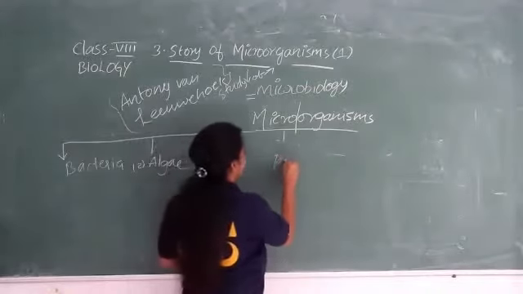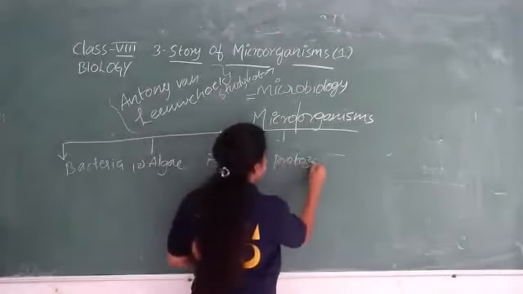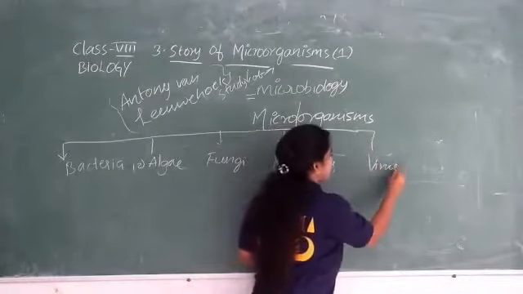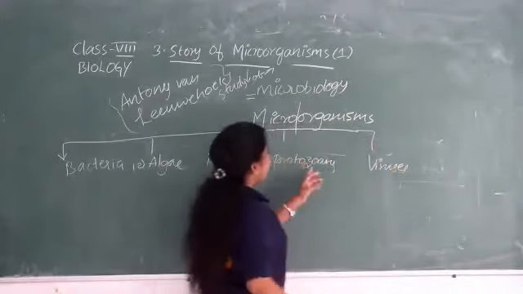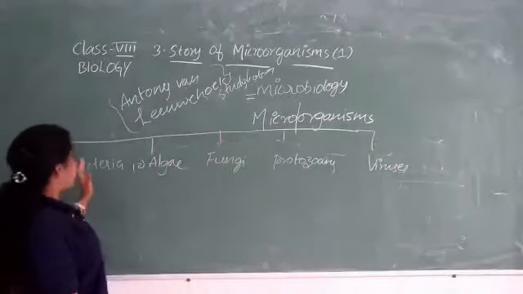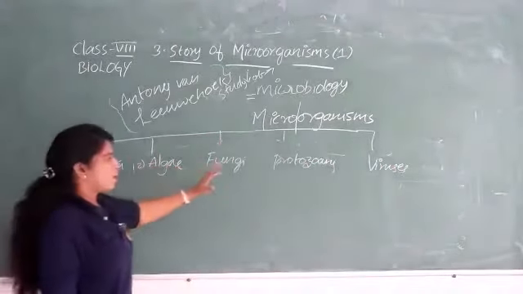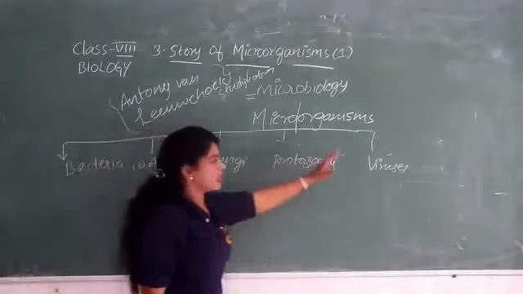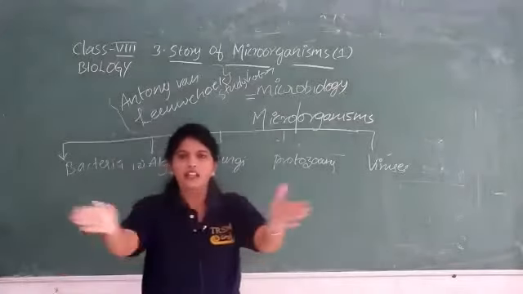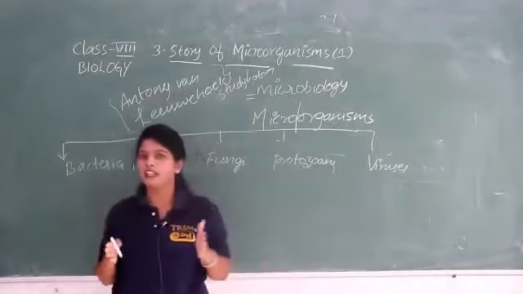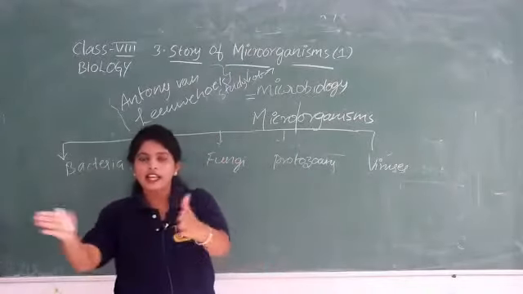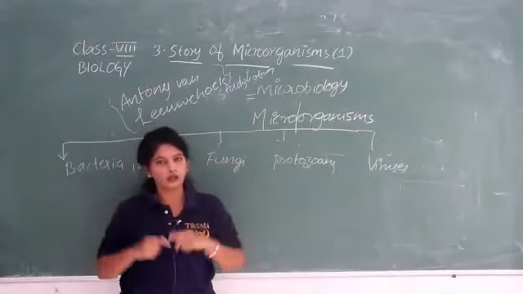And protozoans, and finally the viruses. There are five different kinds of microorganisms: bacteria, algae, fungi, protozoans, and finally the viruses. Microorganisms are divided into these categories according to the type of organism, right? They are classified into 5 different groups.